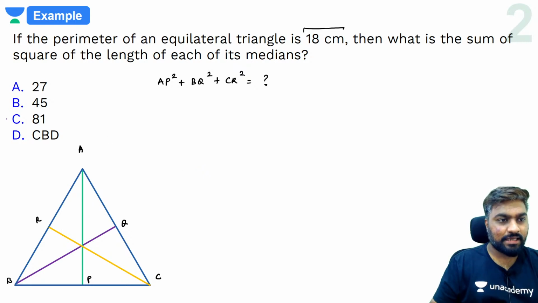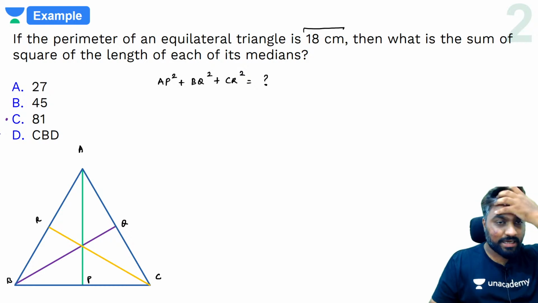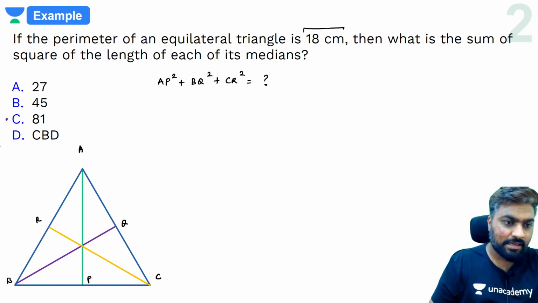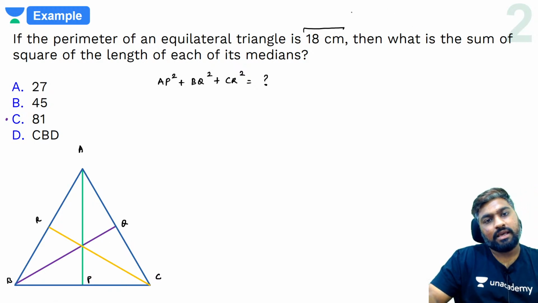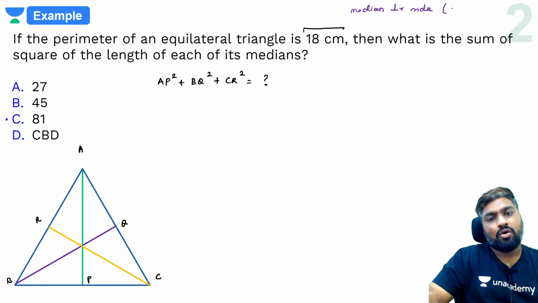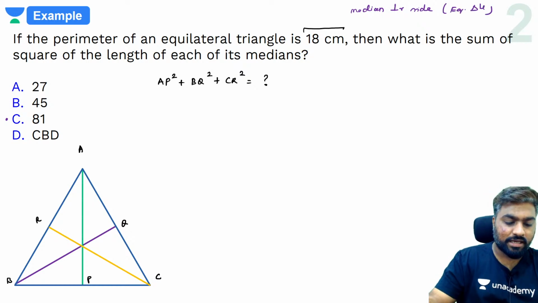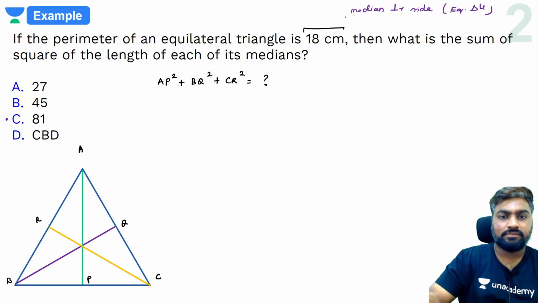Deep says C, 81. Okay. Janvi, median does make an angle of 90, but only in an equilateral triangle. Yes, median is perpendicular to the side only in an equilateral triangle. Also in an isosceles triangle, but the logic is different there. But yes, you can use this concept here.